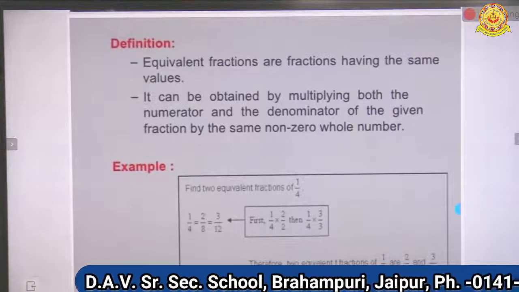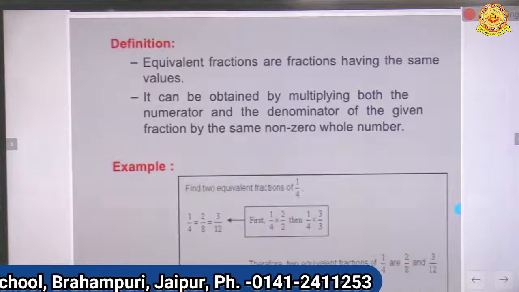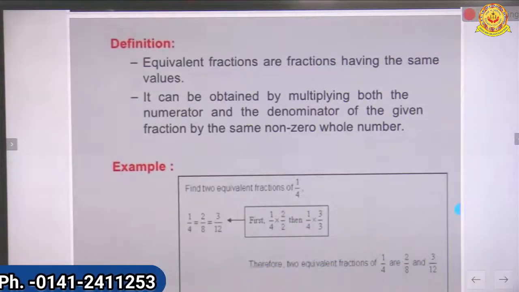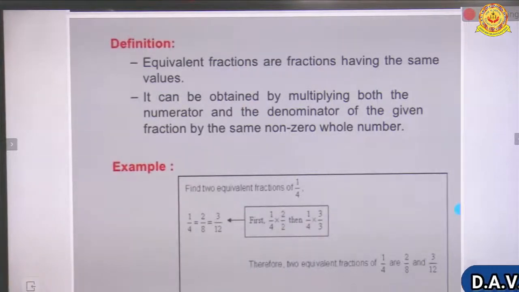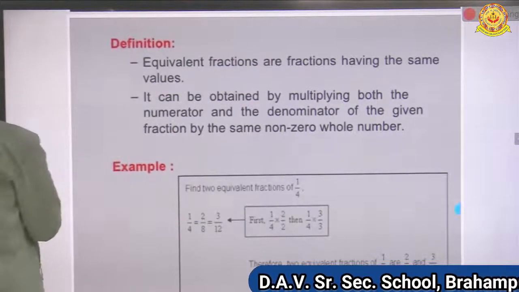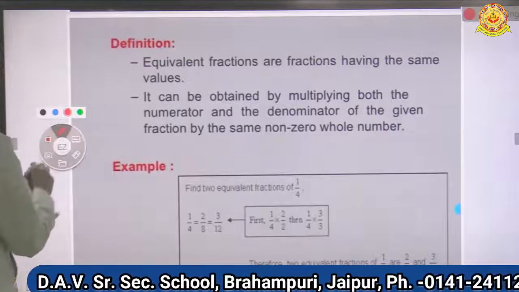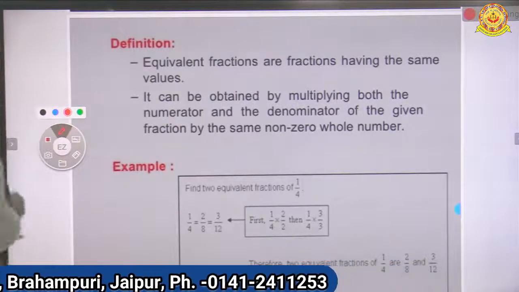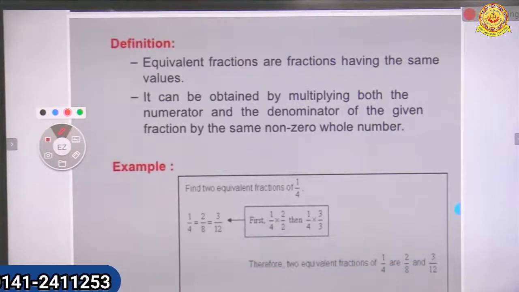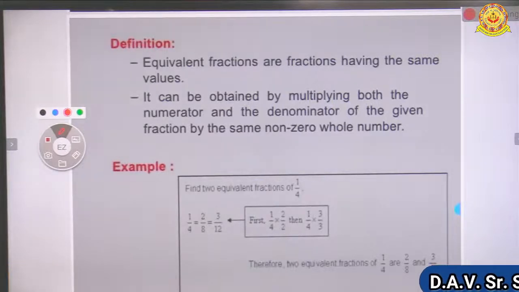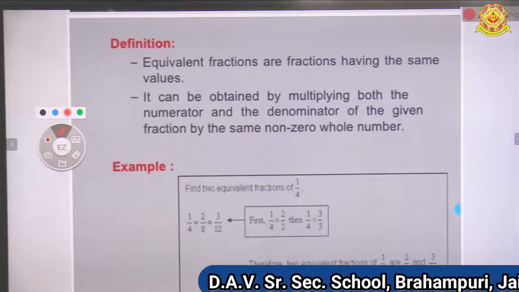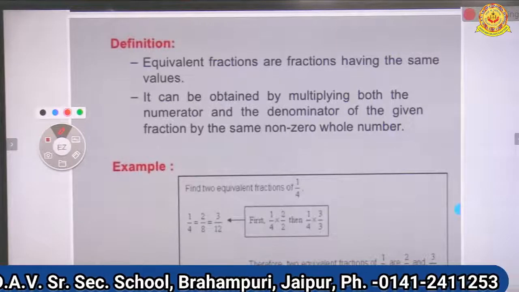Now this one is equivalent fractions. The meaning of equi is equal. So equivalent fractions are the fractions which have the same value. The numerator and denominator can be changed, but their value will be the same only.